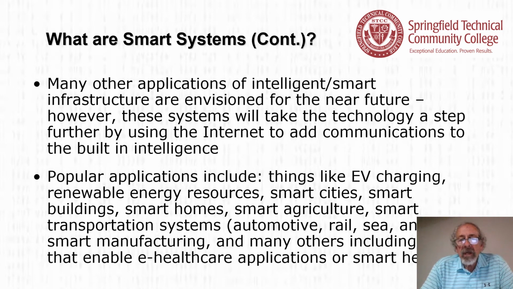Many other applications of intelligent/smart infrastructure are envisioned for the near future. However, these systems will take the technology a step further by using the internet to add communications to the built-in intelligence. Popular applications include things like EV charging, renewable energy resources, smart cities, smart buildings, smart homes, smart agriculture, smart transportation systems, and by that we mean automotive, rail, sea, and air, smart manufacturing, and many others, including those that enable e-healthcare applications, or what we might call smart health.